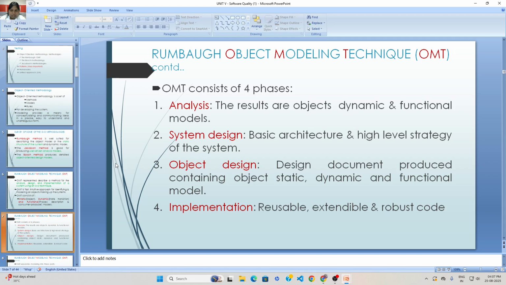First is analysis. In this, the objects are analyzed based on the dynamic and functional models. The next one is system design, which is the basic architecture of the system, what the software is going to do, and it is a high-level strategy of the system. The next one is object design. It is used to design the document which is produced by the object in static, dynamic and functional models. And implementation, where the software is implemented, which is reusable, extendable and robust code.